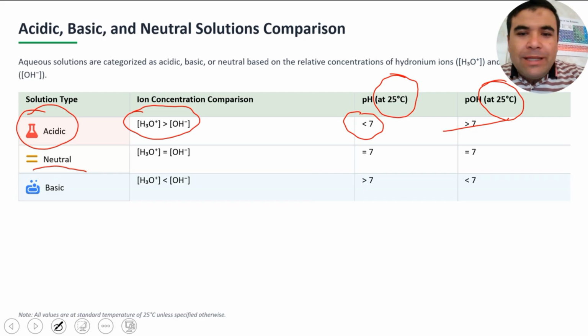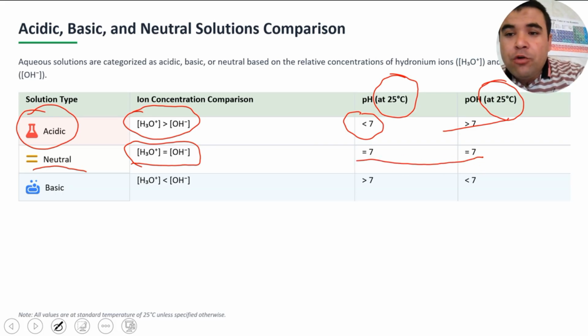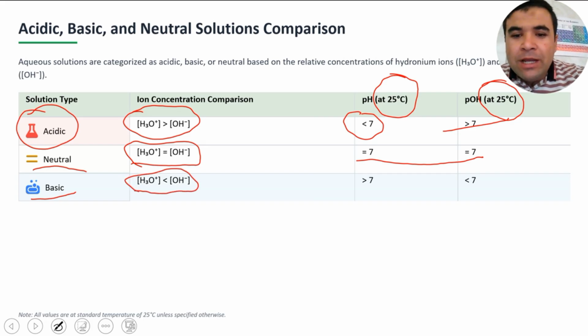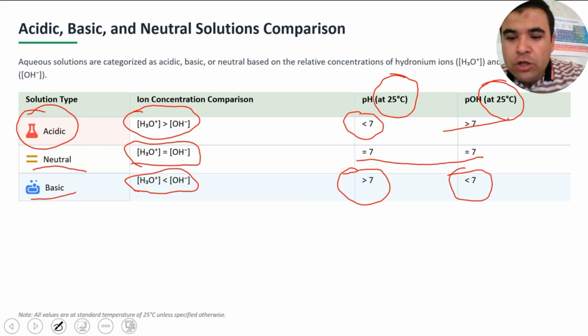But the neutral solution has equal concentrations of hydronium and hydroxide, and pH and pOH are equal to 7. The basic solution is just the opposite of the acidic solution, which has a lower hydronium than hydroxide, a higher pH value, but a lower pOH value than 7, guys. These are the basic differences between the acidic, neutral, and basic solutions, guys.